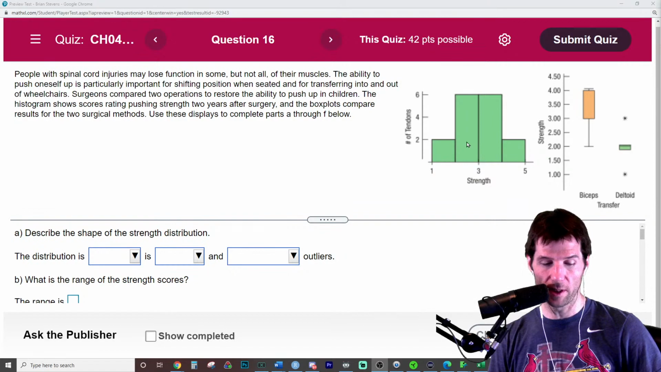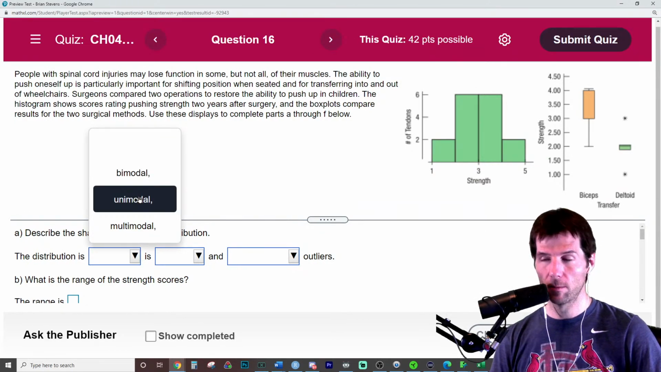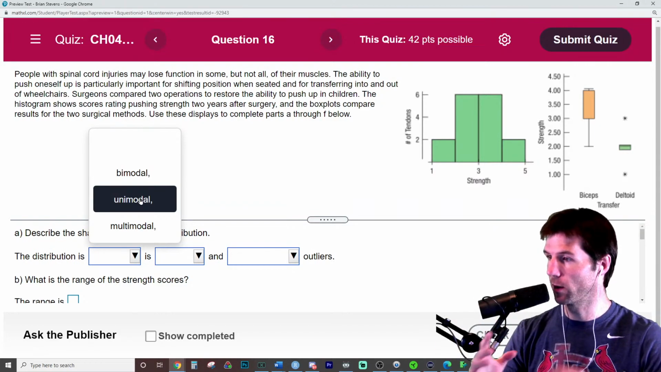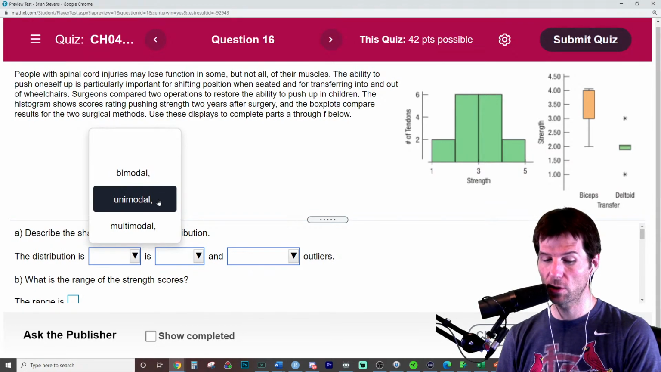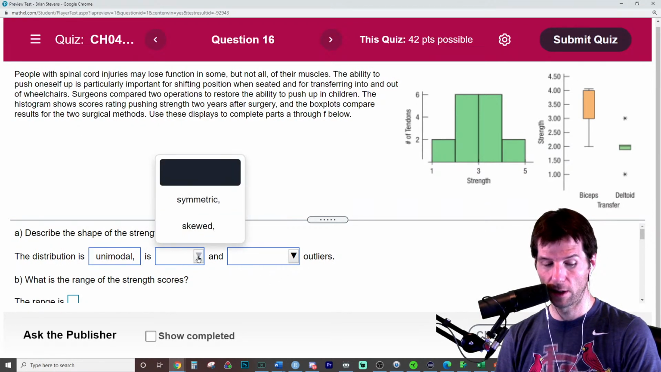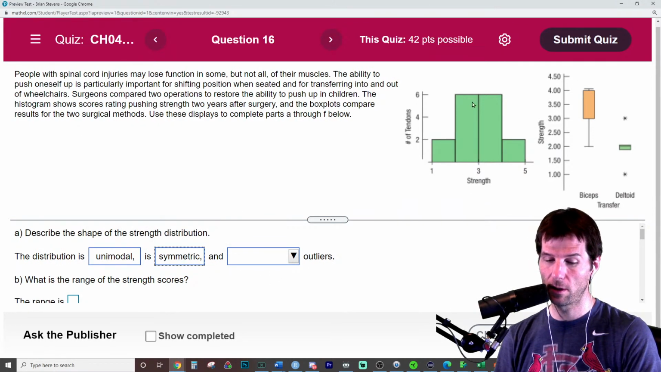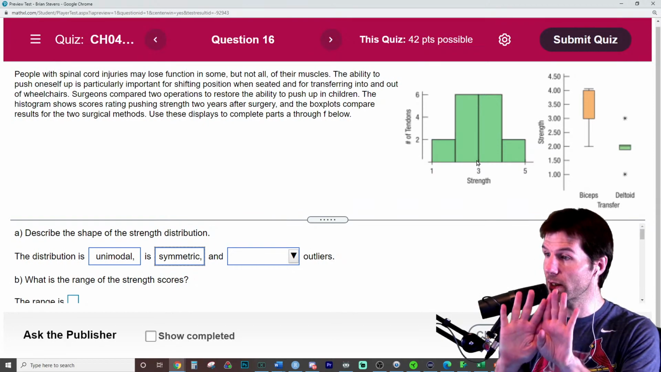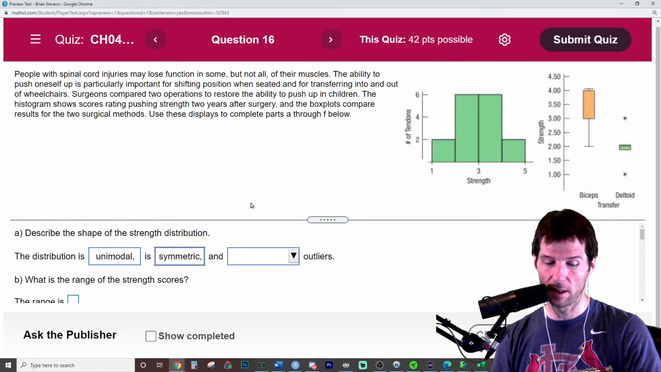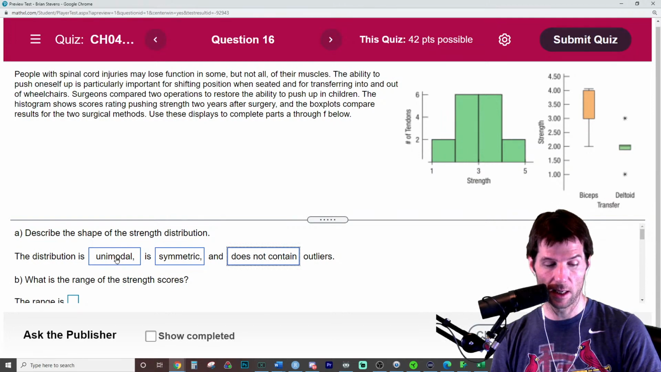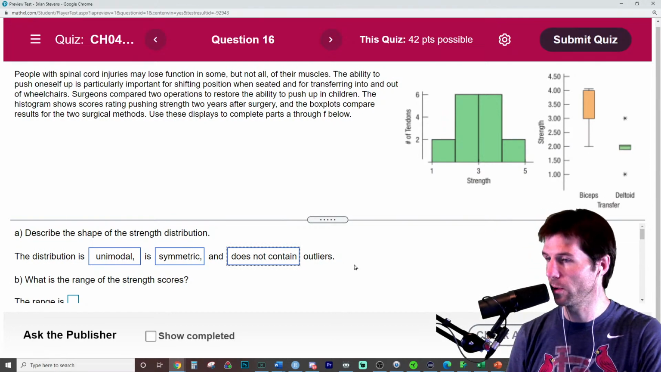Describe the shape of the strength distribution. Well, this has 1 peak, making it unimodal. Multimodal would be a bunch of different modal areas, which are concentrations of data. Bimodal would be 2 concentrations. This has 1 concentration. It's very symmetric. You could literally just take this and fold it over on itself right there, meaning it's symmetric. We don't see any outliers here. We're only looking at the shape of the histogram, and we see it does not contain outliers.